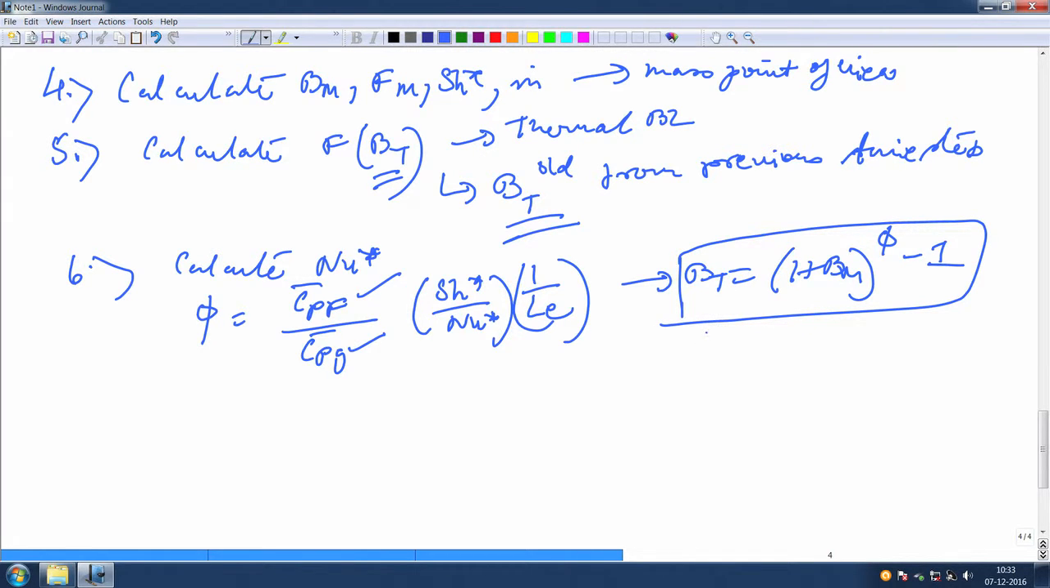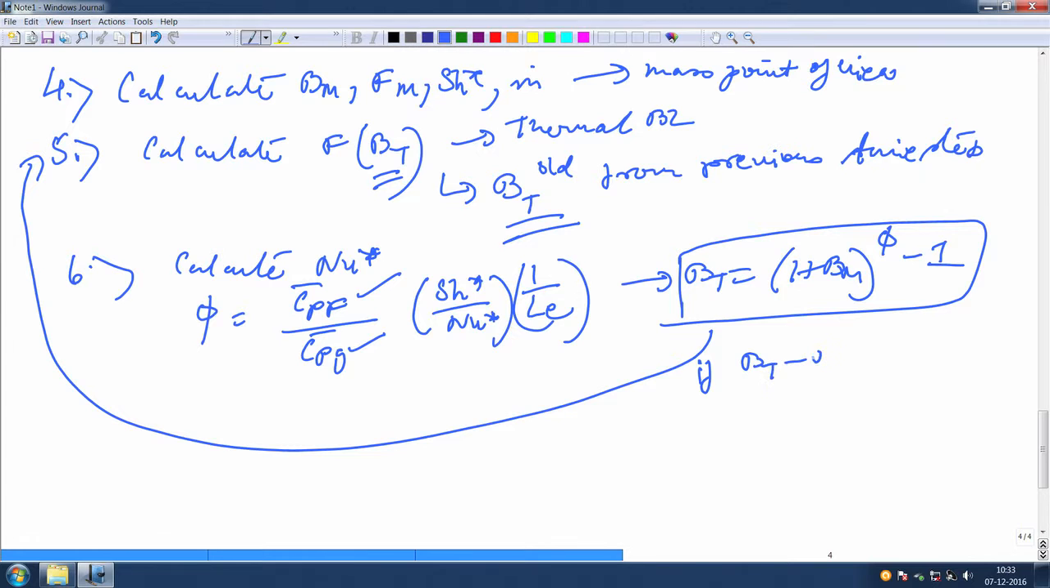you return to step 5 if B_T minus B_T old is greater than a certain small value. This is basically the accuracy, whatever accuracy that you desire. If you want a 10% accuracy or whatever it is, you set it accordingly.